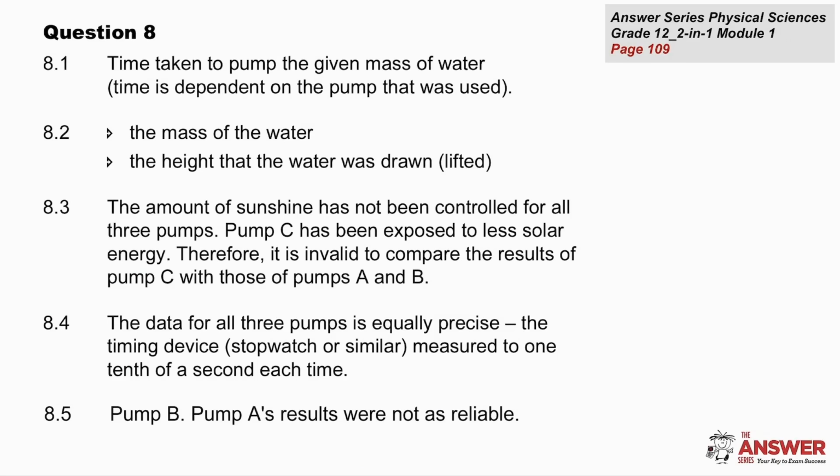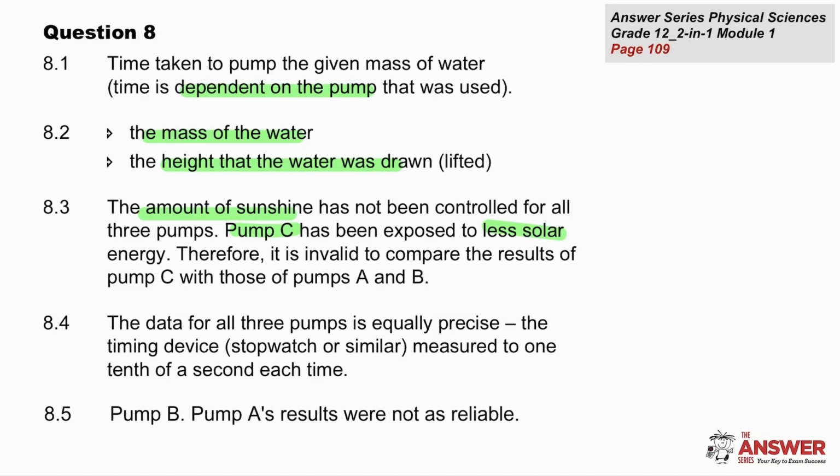It is not often that time is a dependent variable. In this case, it depends on which pump is being used. To keep the comparison fair, each pump performs the same test, which is to lift 50 kilograms of water a height of 80 meters. However, there was one variable that they overlooked, and that's the amount of sunshine available from the sun. Pump C got less solar energy, so it cannot be part of this comparison.